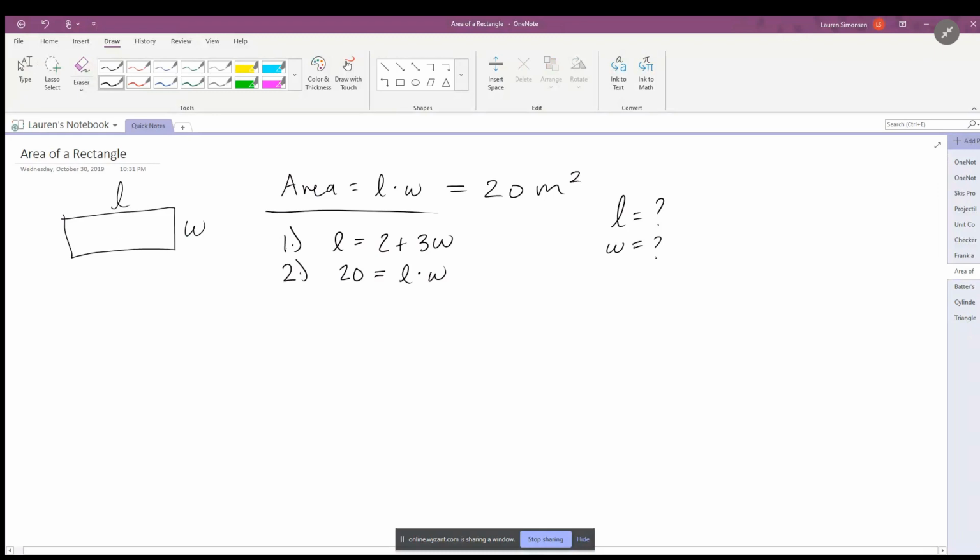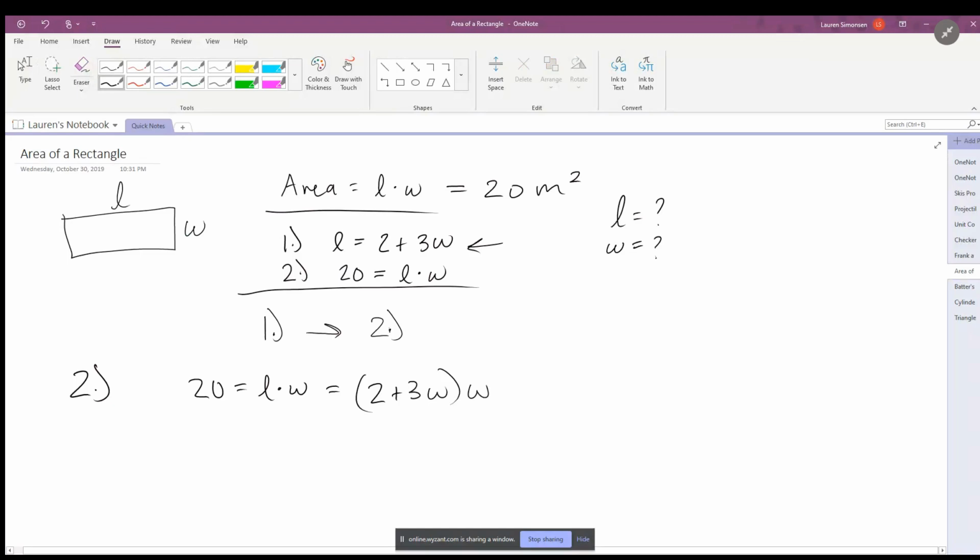To begin with, I am going to take equation 1 and plug it into equation 2. We have 2 equations, 2 unknowns. We should be able to figure this out. So let's start with equation 2. We have 20 is equal to length times width. And we know what the length is. It's this equation right here. So putting that in, 2 plus 3w times w.